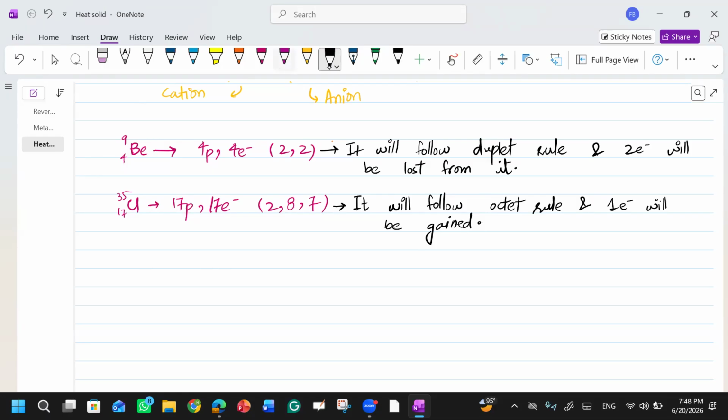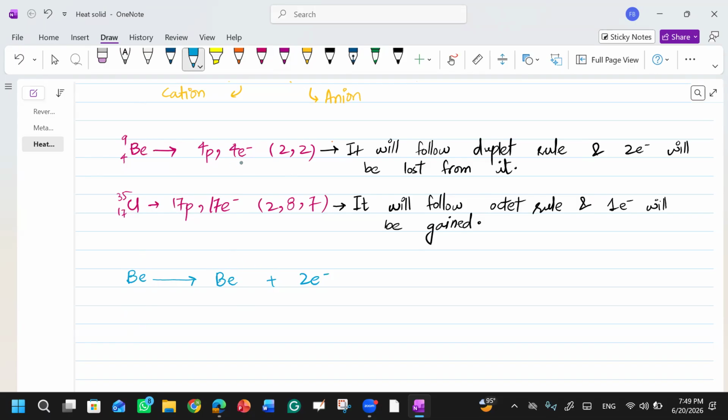Now I am writing the equations. We have mentioned that beryllium will lose 2 electrons. So when it loses 2 electrons, what will happen? Now what will be the charge on this? How can we figure it out?